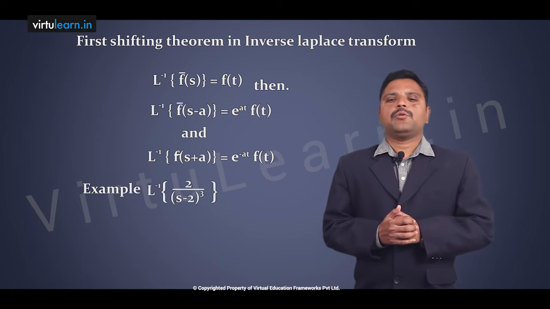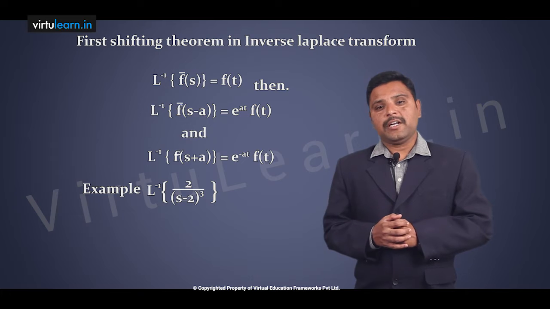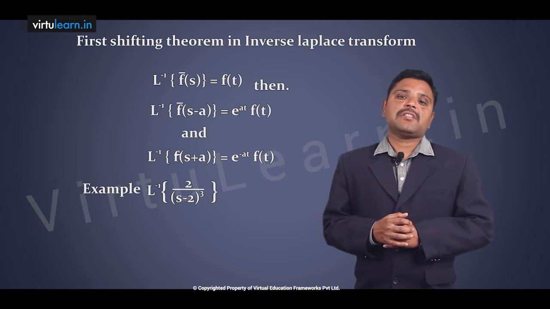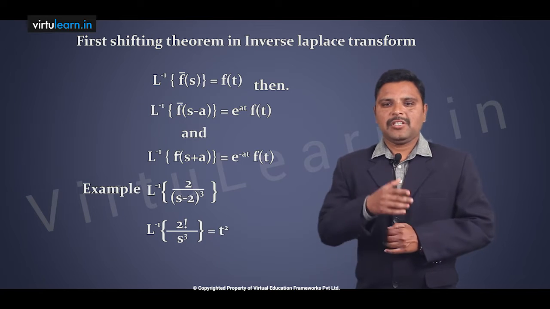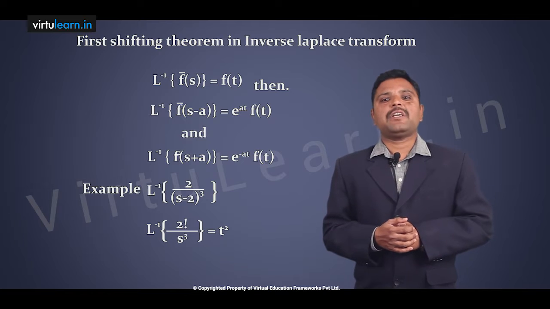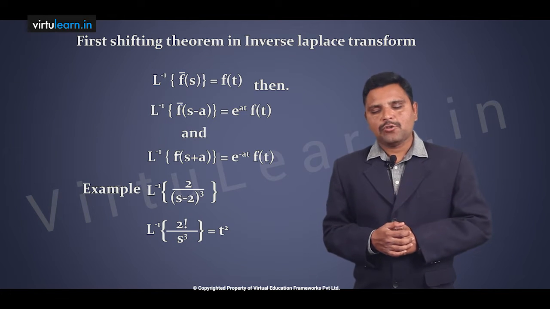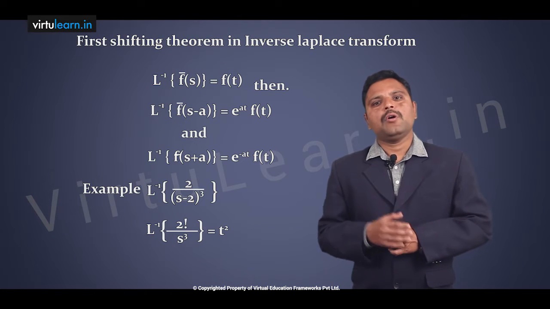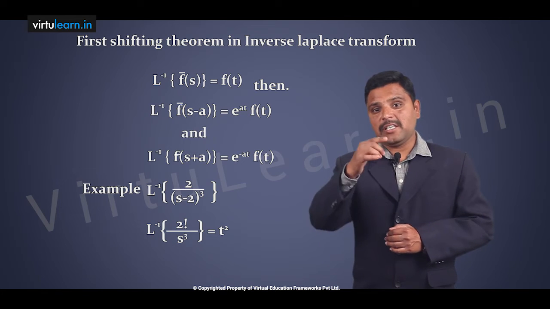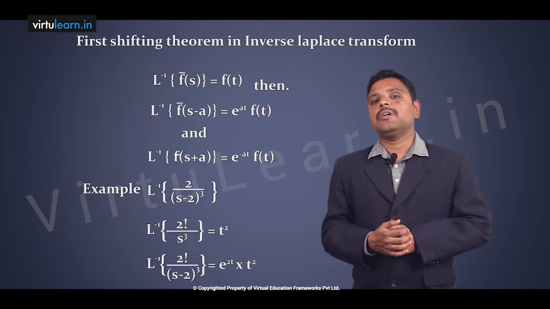L inverse of 2 factorial by s minus 2 whole cube. Now recall this one. What is L inverse of 2 factorial by s cube? T square. Means instead of s here we have s minus 2. Means e power 2t into t square.